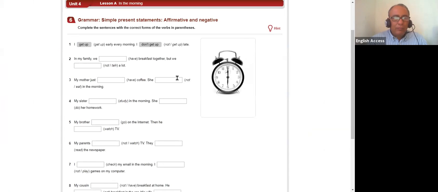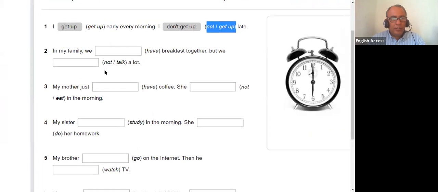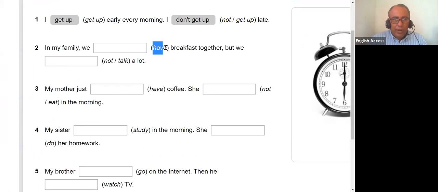Now, again, some simple present affirmative or negative. In this case, I get up early in the morning. I don't get up, because we have the indication of using a negative one. For example, here in number 2, we have to use the verb have and the negative of talk. So number 2, in my family, we don't change the verb because my family, we, negative, don't talk. Don't talk a lot.